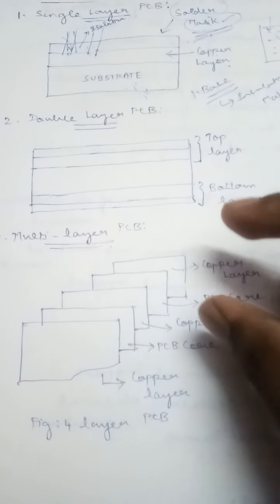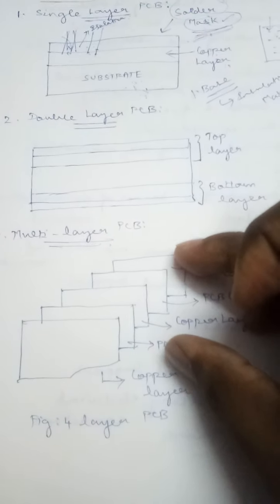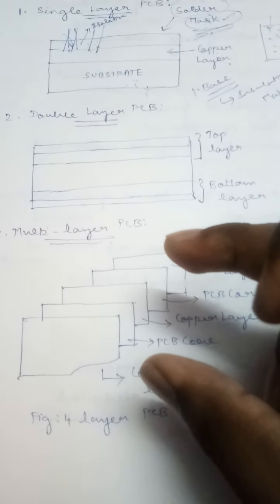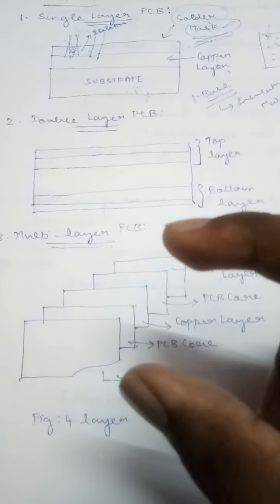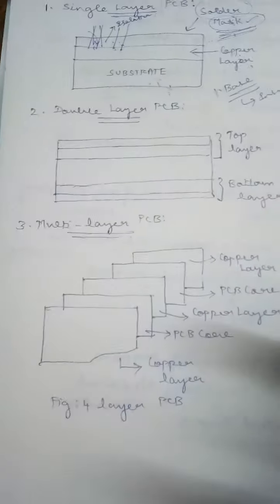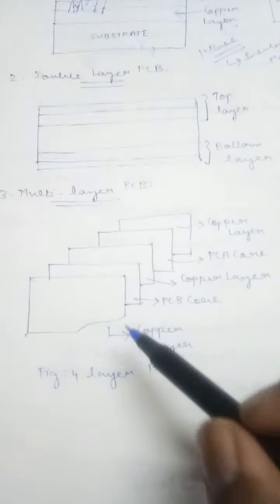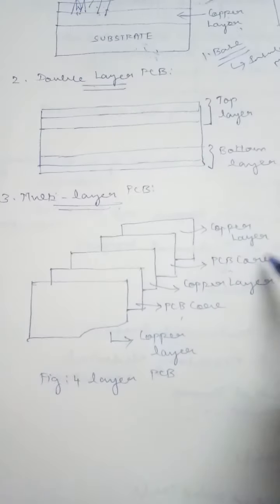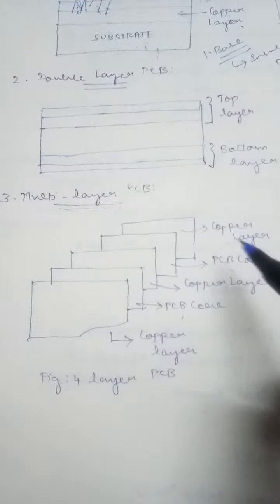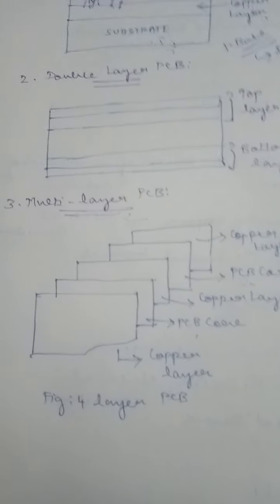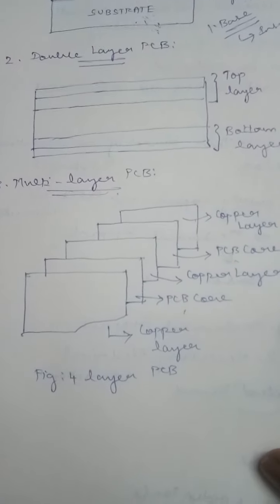That is, I will have a PCB layer and then one more PCB layer that is placed over it, and then one more PCB layer, and it goes on. This is an example of a 4-layer PCB where nearly 3 PCBs are placed in this layer and there will be 4 different copper materials placed over it. So hence it is named a 4-layer PCB.